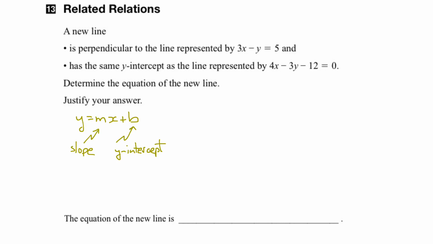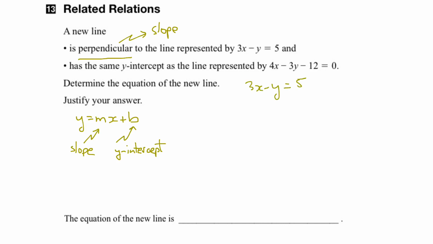Well, let's see what they give us in the question. The first point is that our line is perpendicular to this line here. As soon as you see the word perpendicular or the word parallel, you know it has something to do with comparison of the slopes of the lines. So let's take this line and figure out its slope. So we'll bring down 3x minus y equals 5.